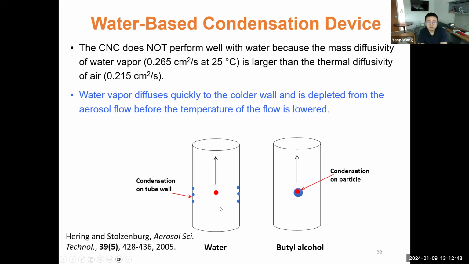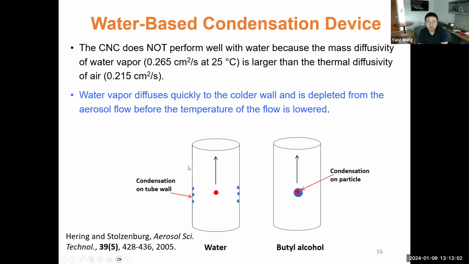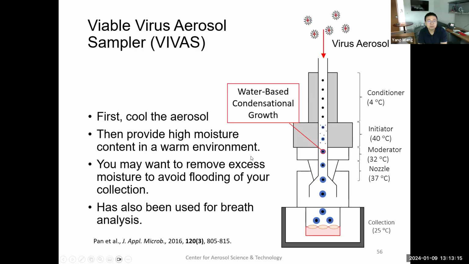But we could actually reverse this temperature setting. Instead of having a cooler region, we have a hotter region to grow the particles, right? Because water can diffuse faster than heat. So using this mechanism, we can build a water-based CPC to count the particles. And more importantly, this actually enabled a range of bio-inspired systems that are using water condensation.